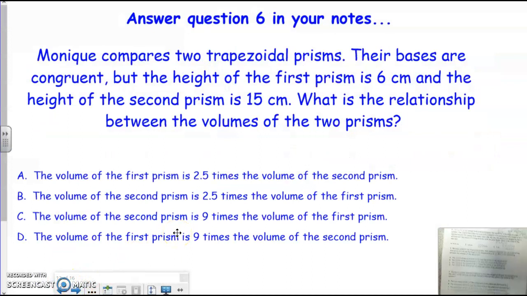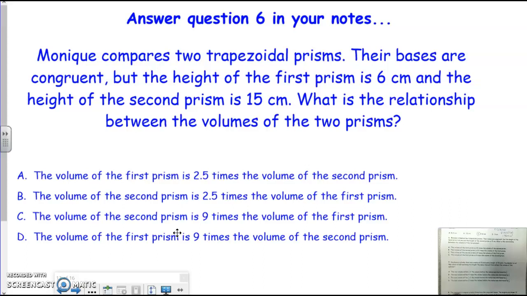All right, number 6 says, Monique compares two trapezoidal prisms. Their bases are congruent, but their heights differ. The height of the first prism is 6 centimeters, and the height of the second prism is 15 centimeters. What is the relationship between the volume of the two prisms?